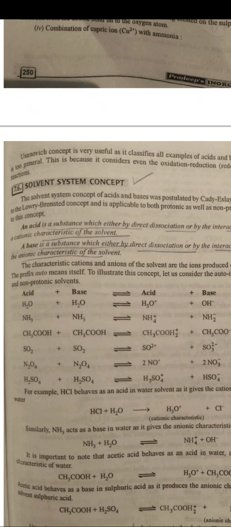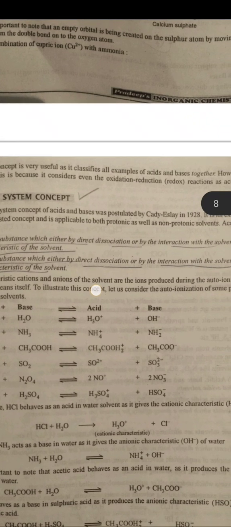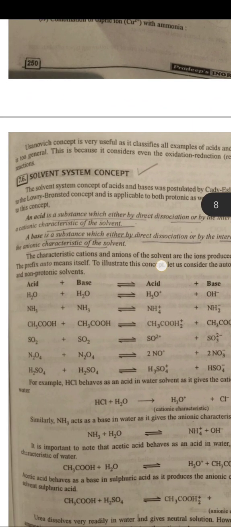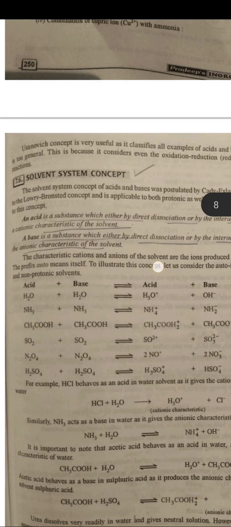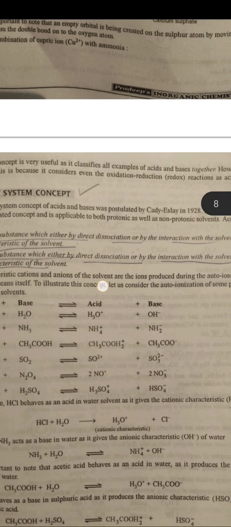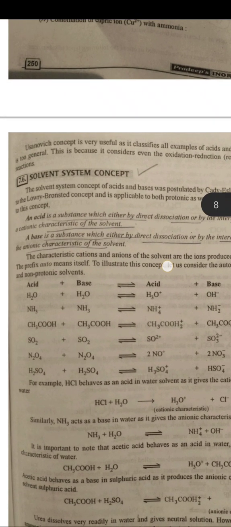Lewis concept is very useful as it classifies all examples of acids and bases together. However, it is too general. This is because it considers even the oxidation-reduction reactions as acid-base reactions.